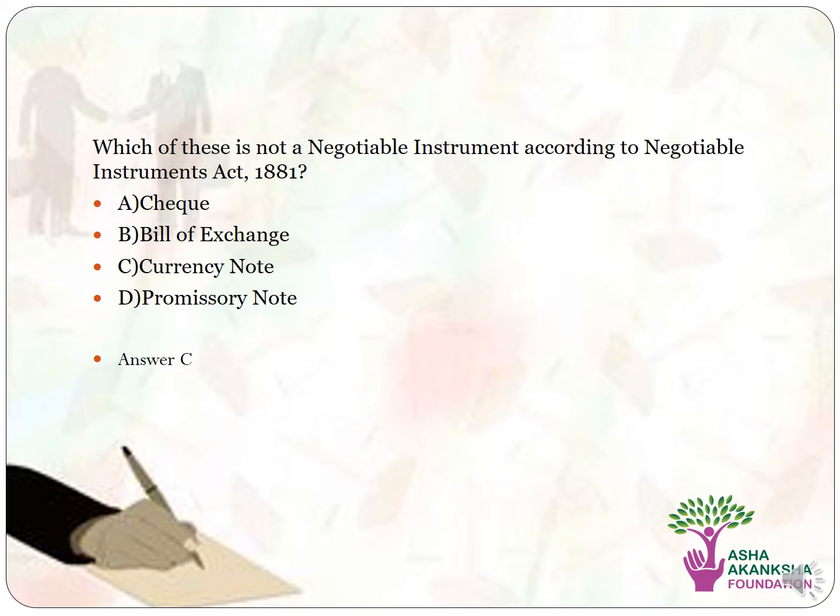So let's talk about the next question. Which of these is not a negotiable instrument according to Negotiable Instrument Act 1881? A, a check, B, bill of exchange, C, currency note, or D, promissory note. The answer to this question is currency note.